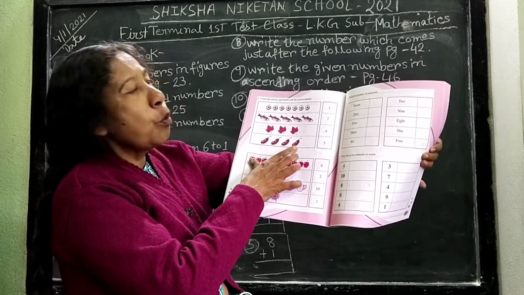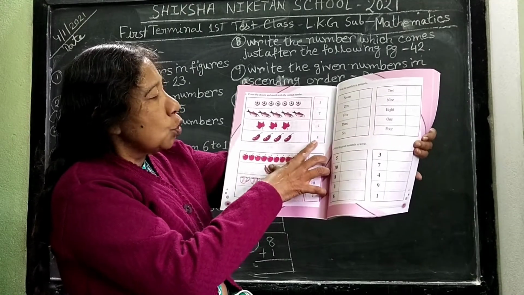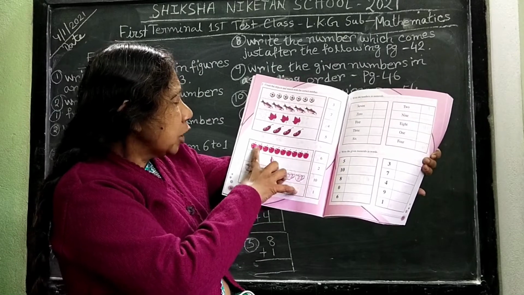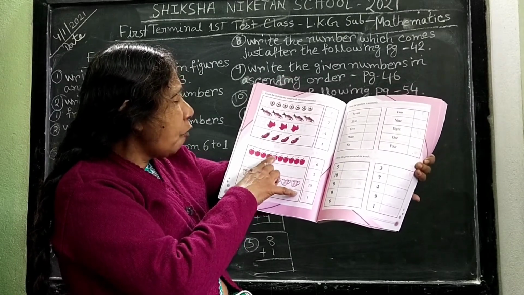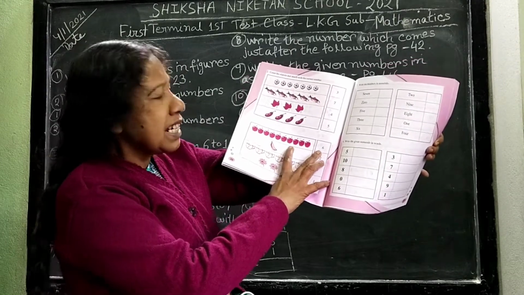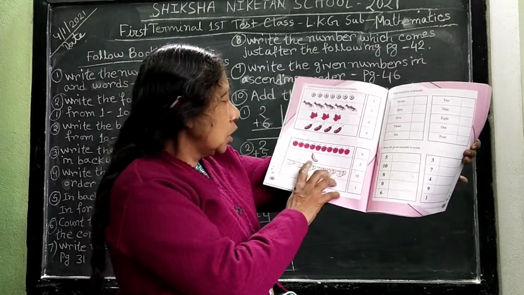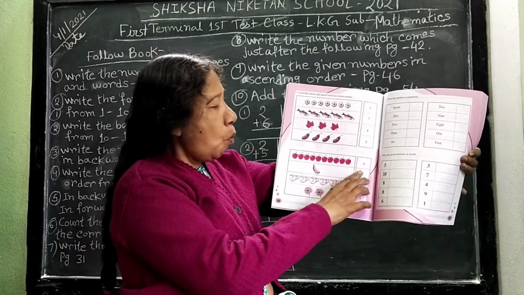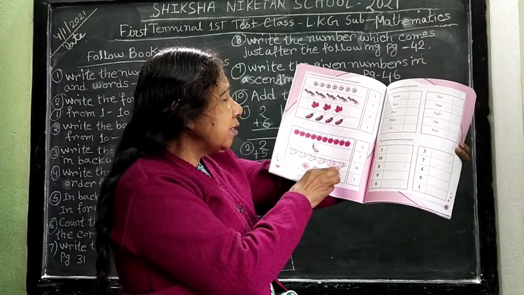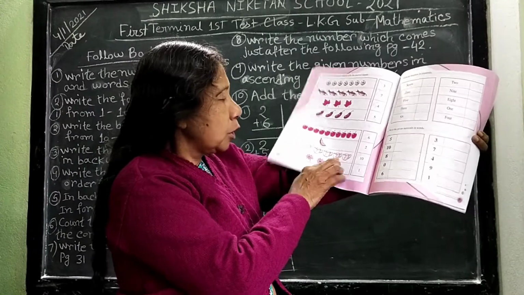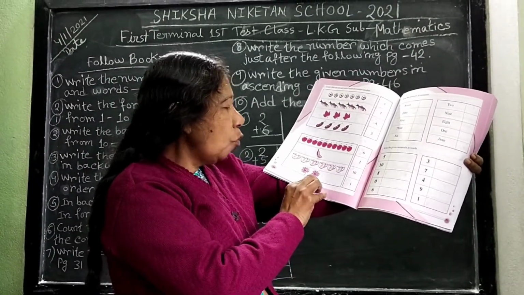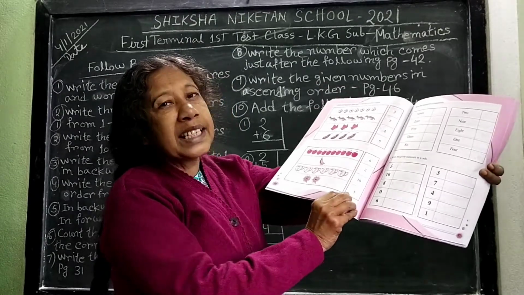1, 2, 3, 4. 4 brinjals. So I write here 4. Next, 1, 2, 3, 4, 5, 6, 7, 8, 9, 10. So I write here 10 apples. 1 banana, I write here 1. 1, 2, 3, 4, 5, 6. 6 cups. So I write here 6. 1, 2 flowers. So I write here 2.